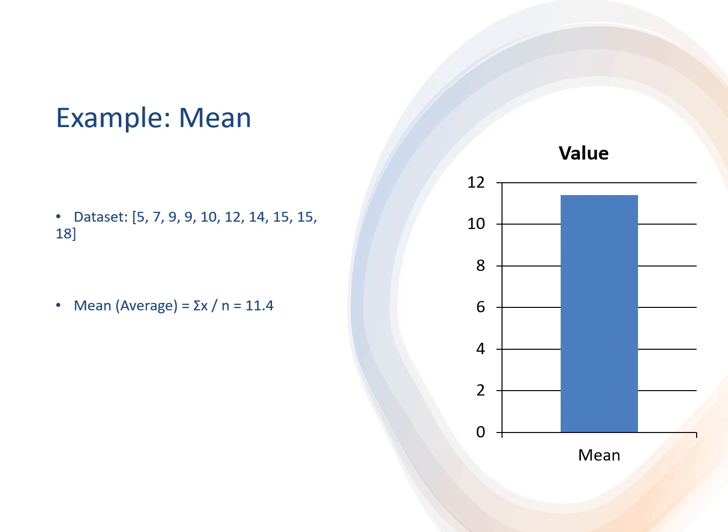We can understand this with the help of a graph. This is the bar graph representation. The number is 11.4, so it will sit somewhere here. So this is our mean.